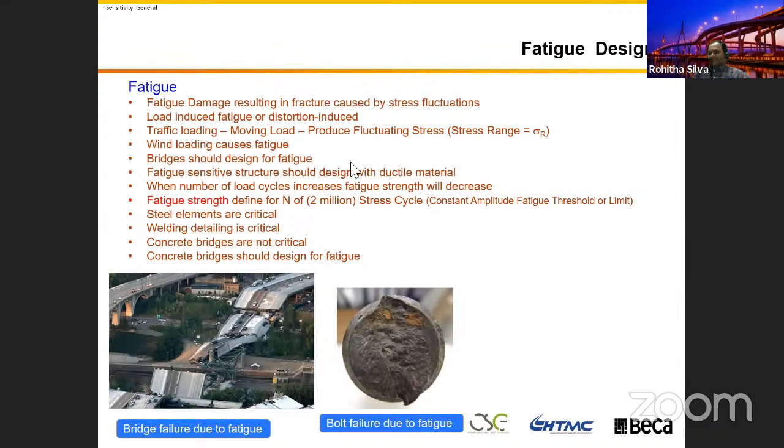And then, as I mentioned here, the traffic load produces a moving load, and therefore produces a reversal of the fluctuating stress, then your structure is prone to fatigue. Then you need to design for fatigue. The wind loading also causes fatigue. Of course, you saw that in the previous slides, when you design a sign structure.